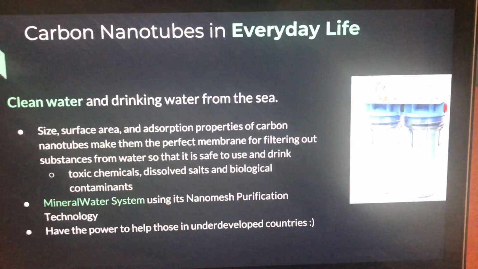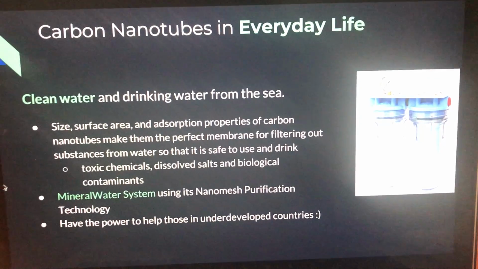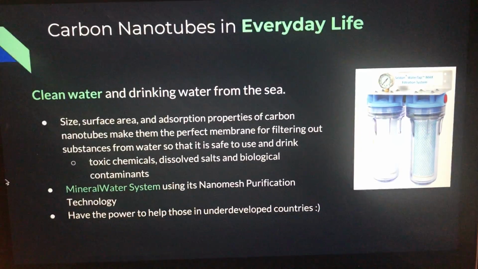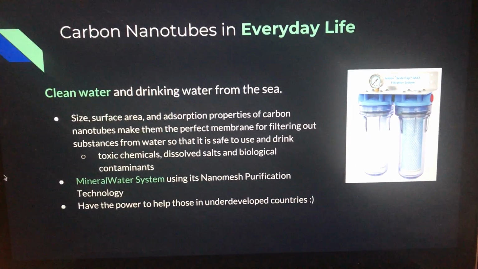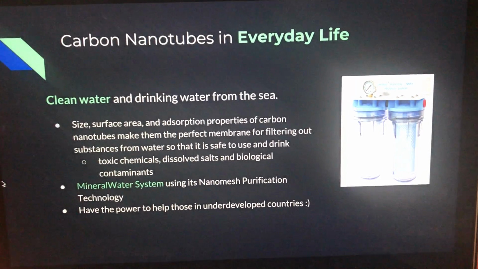The size, surface area, and adsorption properties of the carbon nanotubes make them the perfect membrane for filtering out substances from water so that it is safe to use and drink. This allows it to filter out toxic chemicals, dissolved salts, and biological contaminants.